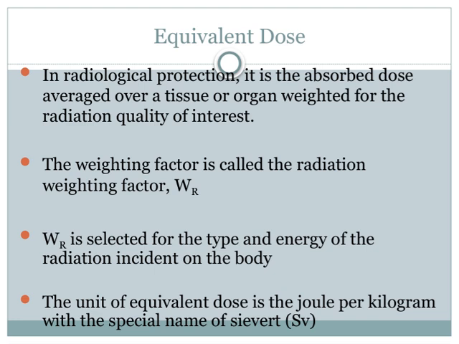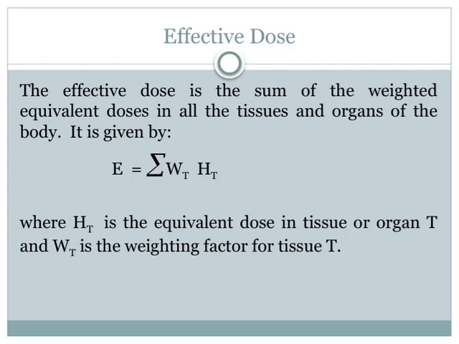Finally, when we talk about the unit of equivalent dose, it is measured in joules per kilogram, but it has a special name, the sievert, or Sv. This unit helps us quantify the risk of radiation exposure in a way that reflects the biological effect, rather than just the physical energy deposited. Understanding these concepts is crucial because they form the foundation of how we evaluate and manage radiation risks in medical, occupational, and environmental settings. Now, let's talk about the effective dose.